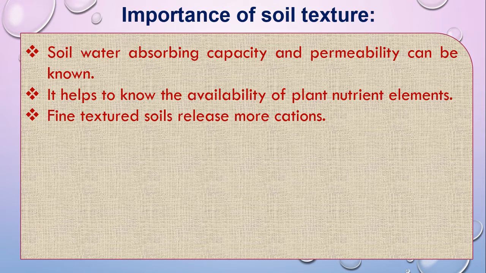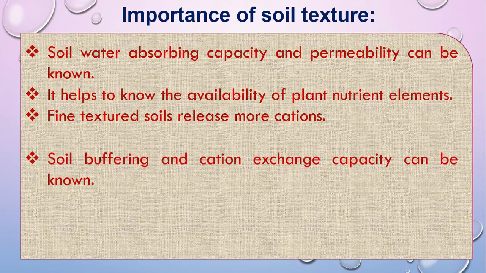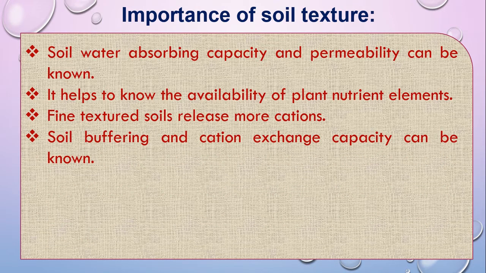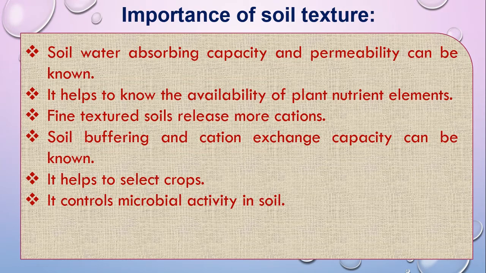Fine textured soils release more cations. That means if the soil is very fine, it will release more cations. Soil buffering and cation exchange capacity can be known as well. It helps to select crops, and it controls microbial activity in soil.